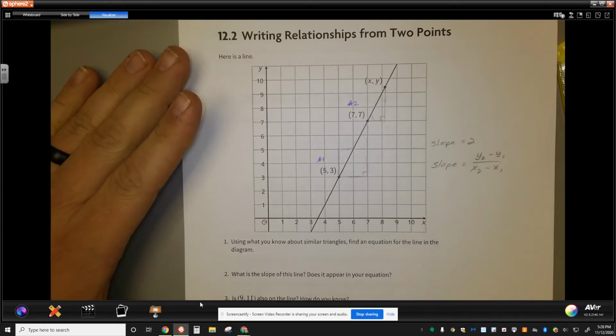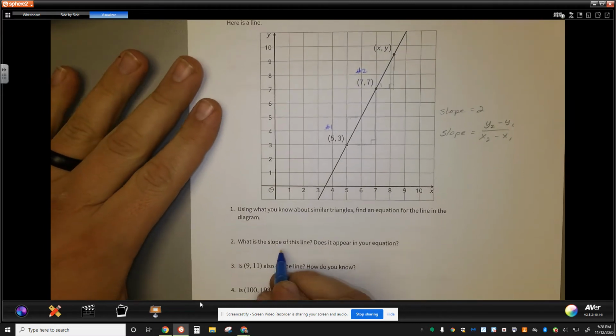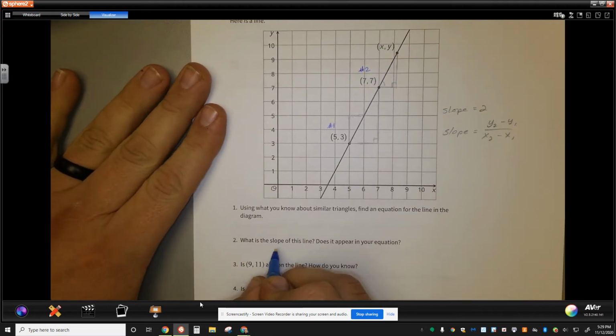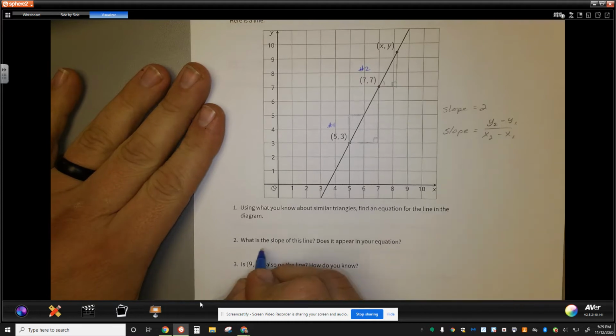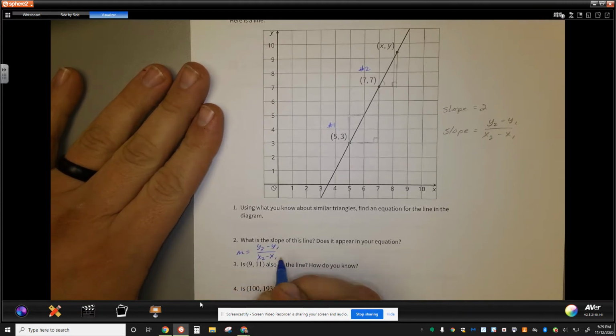As we understand those things, let's go ahead and find our equation for the line. What is the slope of this line? This is actually number 2. Let's go ahead and start substituting values in. I'm going to bring this formula down here. y sub 2 minus y sub 1 divided by x sub 2 minus x sub 1.